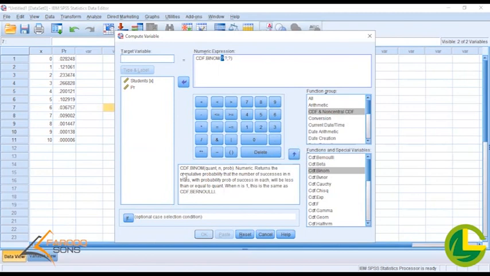CDF is cumulative, PDF is individual probabilities. Again, the first question mark is asking what you want, and you say okay, I've shifted it there. The second question mark asks what the n is, and it is 10. And the third question mark asks the probability, which is 0.3. And then in the same way you have to apply a target variable. You can keep any name; I'm keeping CPR. CPR means cumulative probabilities.